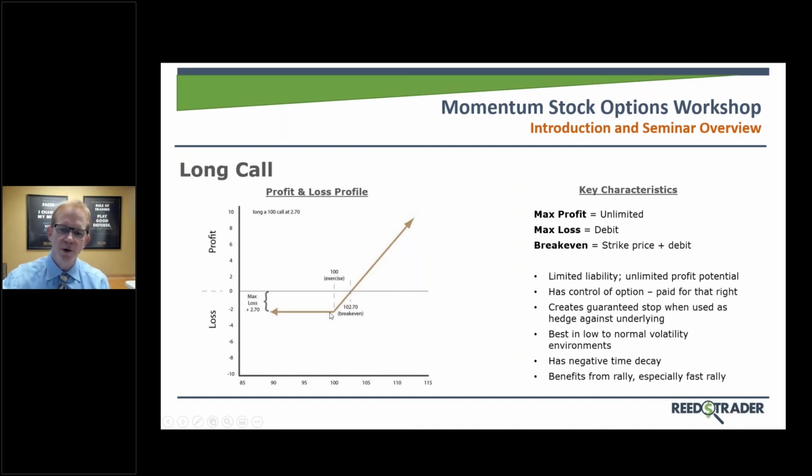So this is an expiration graph, but basically at expiration, if we're above 102.70 or higher, we make money. Our break even is 102.70. If we get above 102.70, we can make an unlimited amount of money. The stock goes to $300 a share, something like Tesla did recently. You can make an unlimited amount of money. You can do really, really well. Okay.